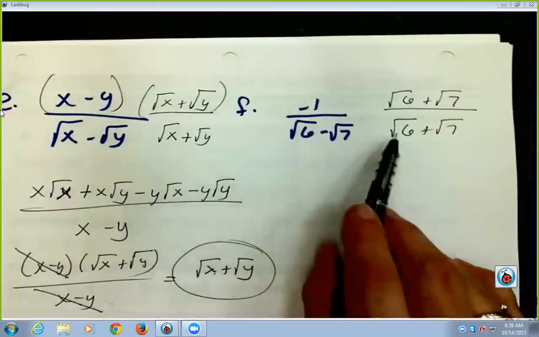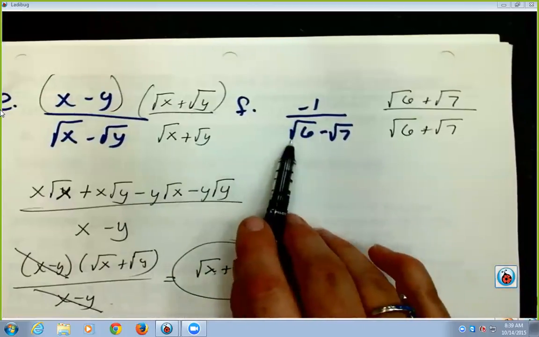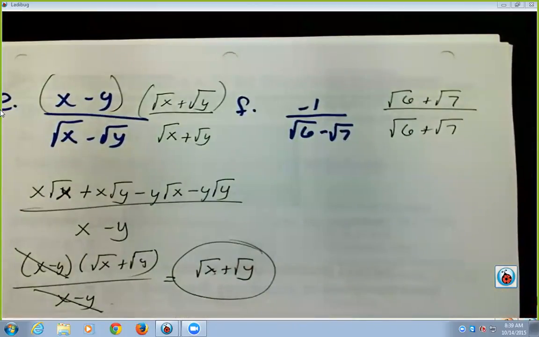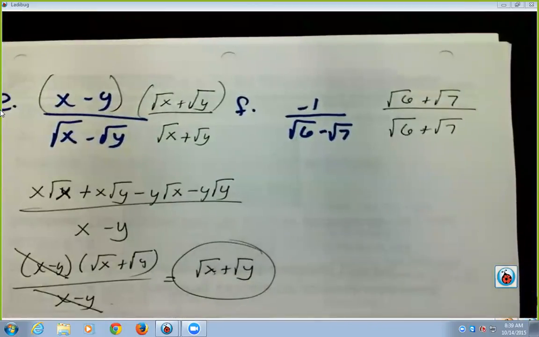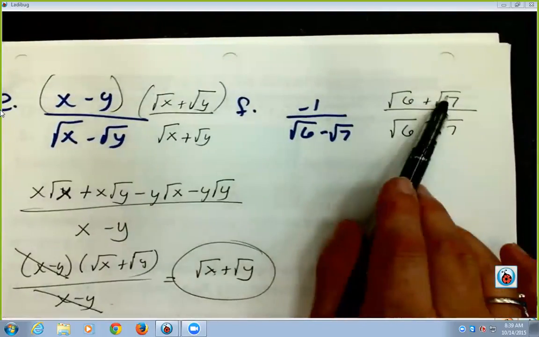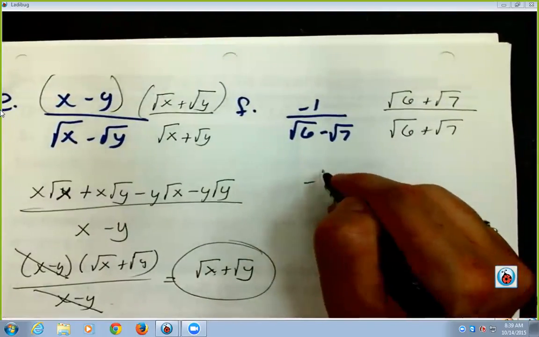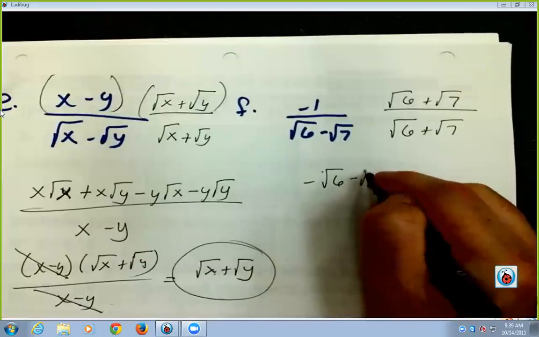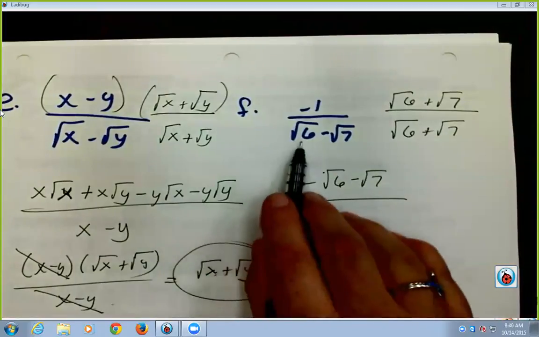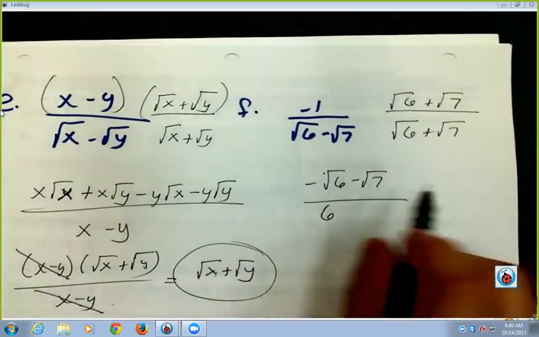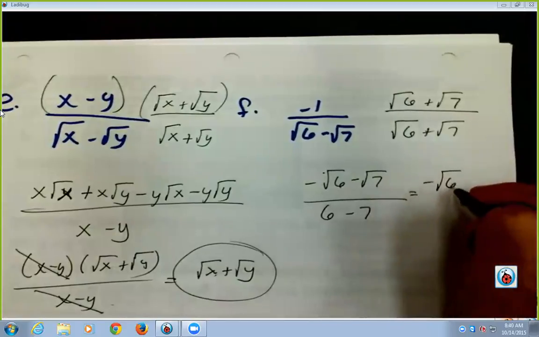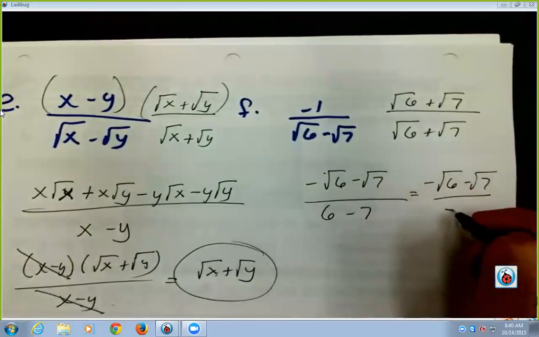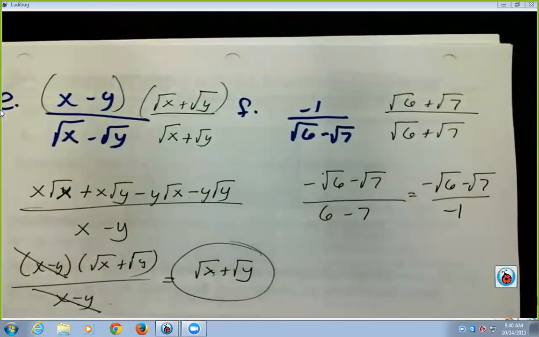This one over here, -1 over the square root of 6 minus the square root of 7, its conjugate is going to be the square root of 6 plus the square root of 7, which we know. When I distribute, I get a negative square root of 6, a negative square root of 7. Square root of 6 times square root of 6 is 6. Negative square root of 7 times a positive square root of 7 is a negative 7. So I have a negative square root of 6 minus the square root of 7 all over -1.